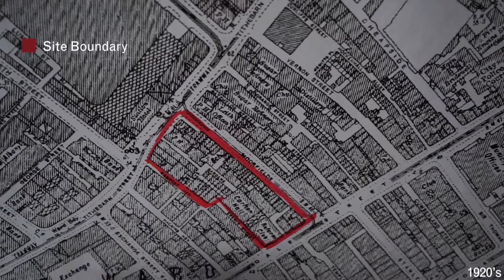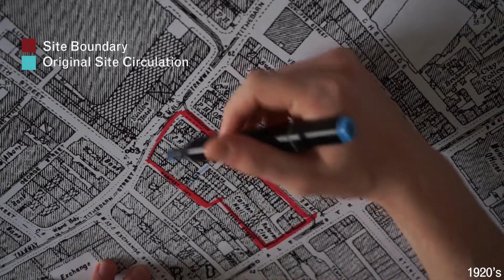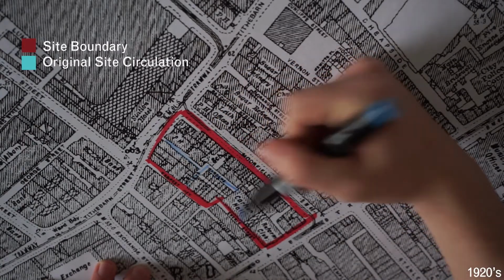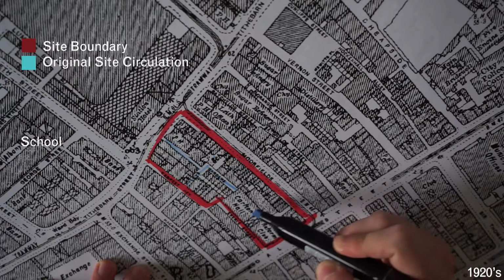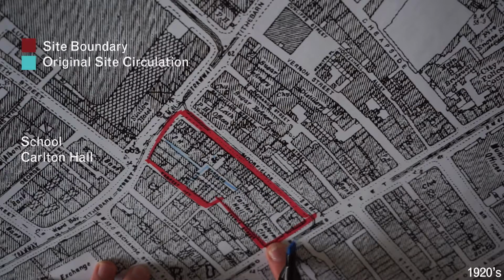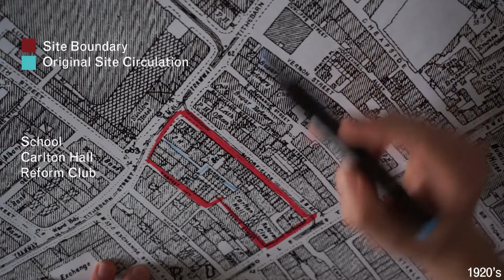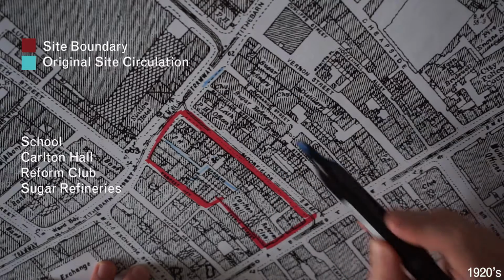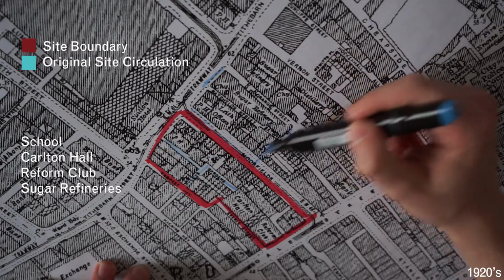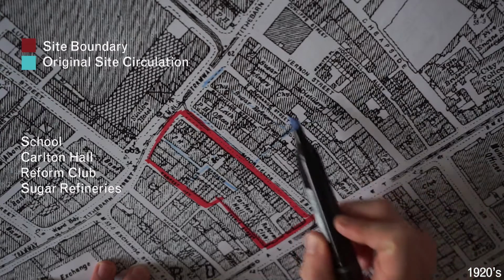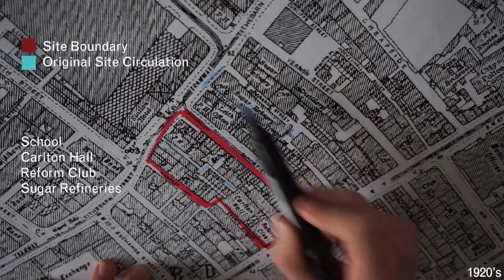It's changed a little bit now, but that initial strip is there, where you've still got school, you've now got Carlton Hall instead of the actual, I think, the distillery that was there, the Reform Club. Now sugar refineries start popping up here, and I think eventually they actually take up this whole street. But oh, there it is, yeah, sugar distillery.